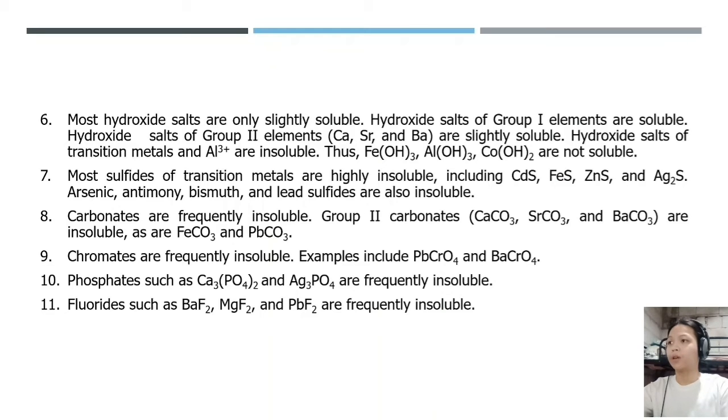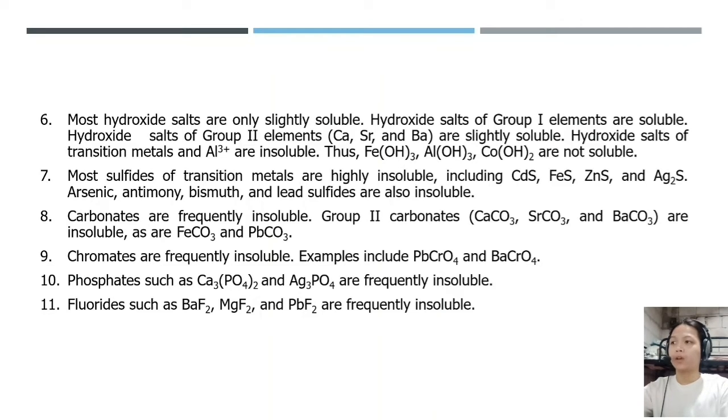Rule number 7. Most sulfides of transition metals are highly insoluble, including CdS, FeS, ZnS, and Ag2S. Arsenic, antimony, bismuth, and lead sulfides are also insoluble. Carbonates are frequently insoluble. Group 2 carbonates CaCO3, SrCO3, and BaCO3 are insoluble, as are FeCO3 and PbCO3.